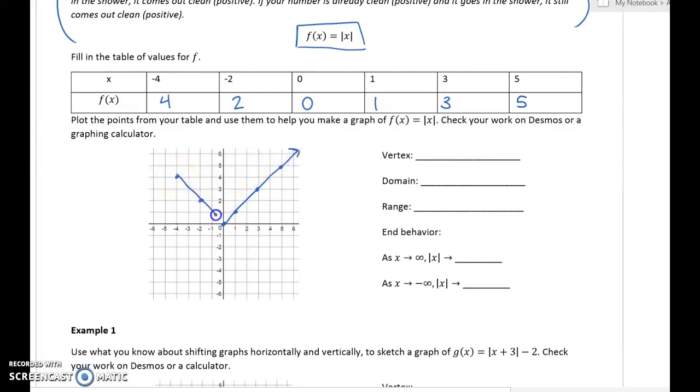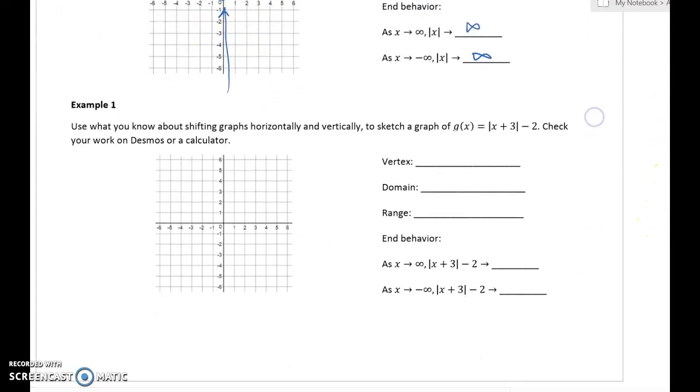If we connect here, there's our graph. So our vertex in this case, or where it begins in the center, is 0, 0. Our domain is -infinity to infinity because any x value can be plugged in. Our range, starting from the bottom here, we start at 0. That's included because there's a point there. And we go to infinity. For end behavior, as x goes to infinity, f of x goes to infinity, and as x goes to -infinity, f of x goes to infinity as well.